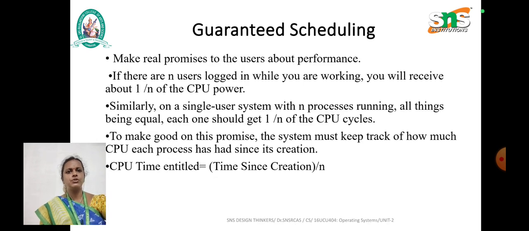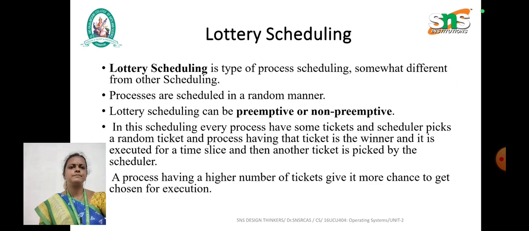Next, guaranteed scheduling. It makes real promises to the user about performance. If there are n users logged in while you are working, you will receive about 1/n of the CPU power. Similarly, on a single user system with n processes running, all things being equal, each one should get 1/n of the CPU cycles. To make good on this promise, the system must keep track of how much CPU each process has had since its creation. So CPU time entitled is equal to time since creation divided by n.